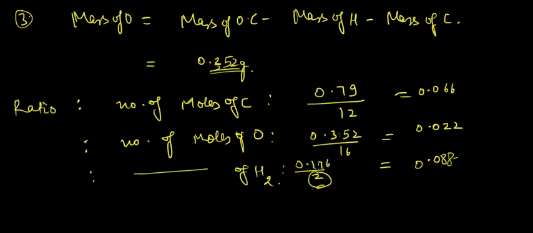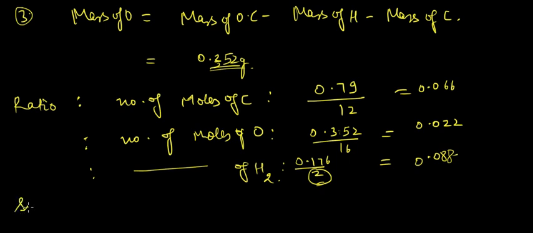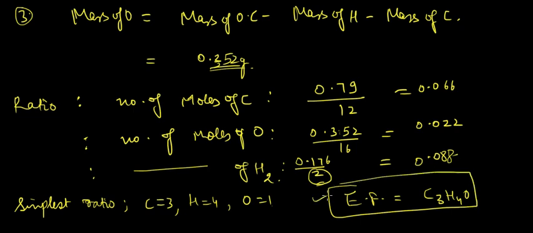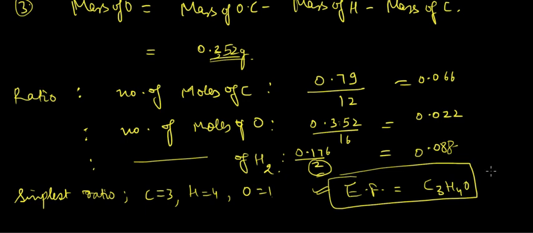Okay, now you can apply the simplest ratio. So simplest ratio would give carbon as 3, hydrogen as 4, and oxygen as 1. Hence empirical formula for the compound would be C3H4O. Okay, so this would be the answer.